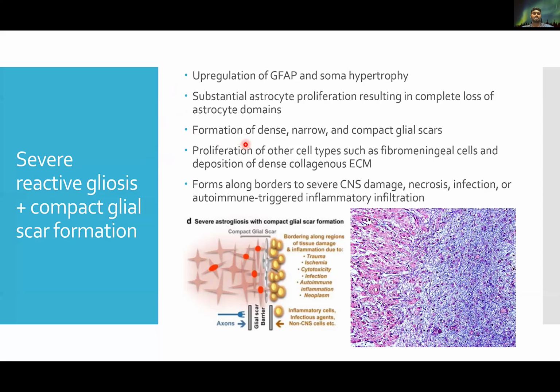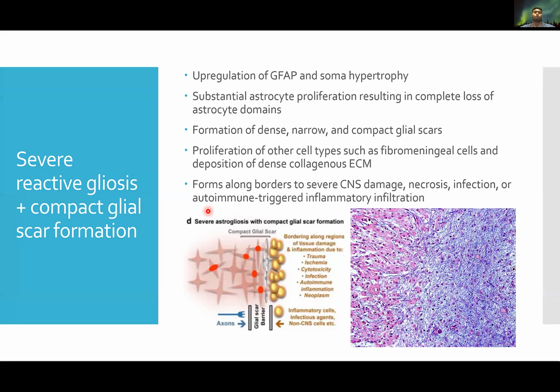It is a dense, narrow, and compact glial scar. And within this region, there is proliferation of other cells, not just astrocytes, such as fibromeningeal cells. These are important in helping the deposition of a dense collagen in the extracellular matrix. And finally, they also form along the borders of severe CNS damage, necrosis, infection, or autoimmune-triggered inflammatory infiltration.